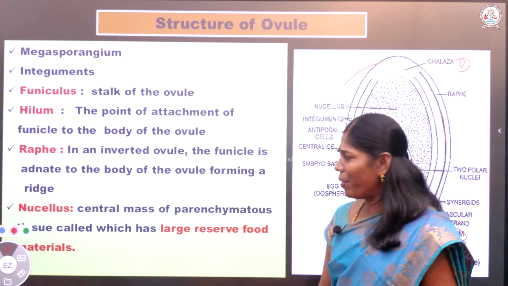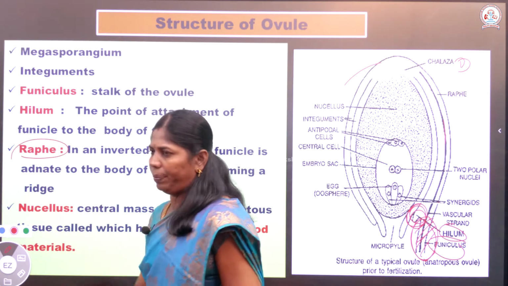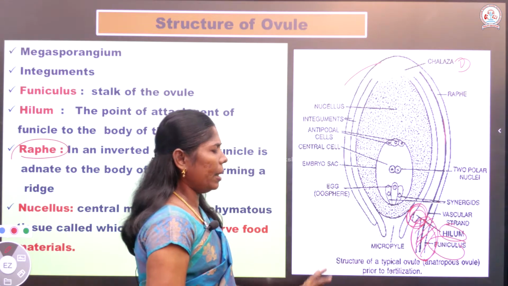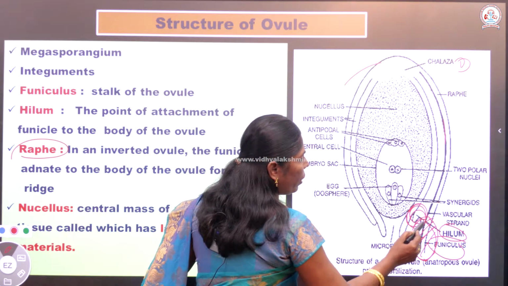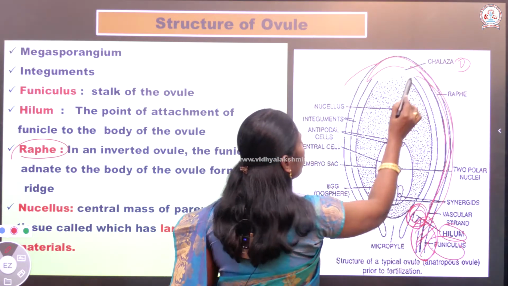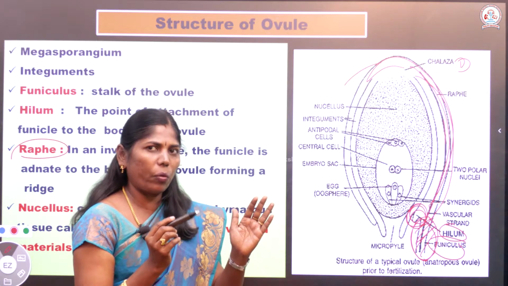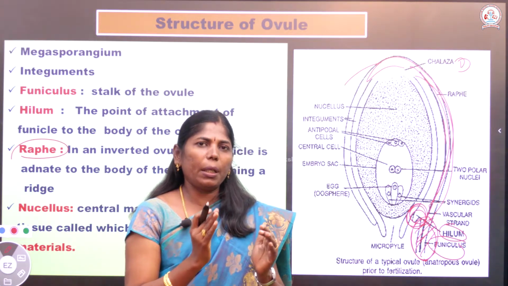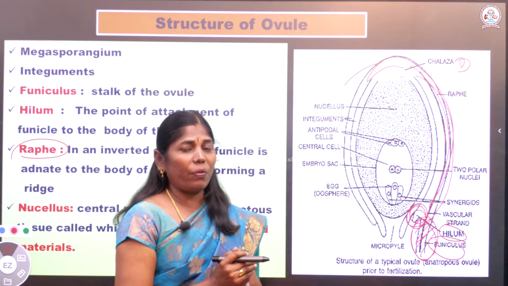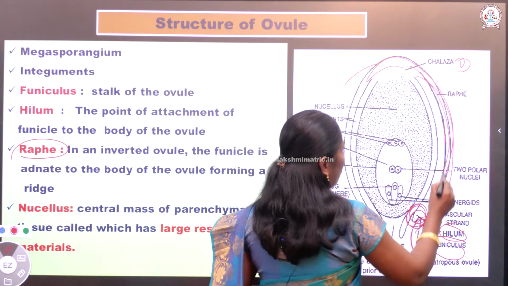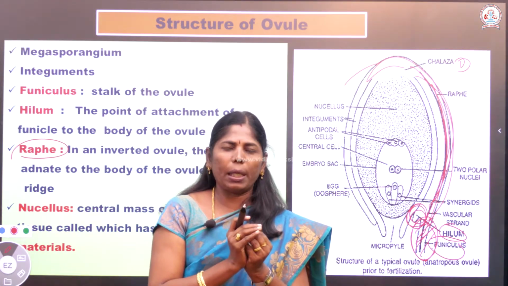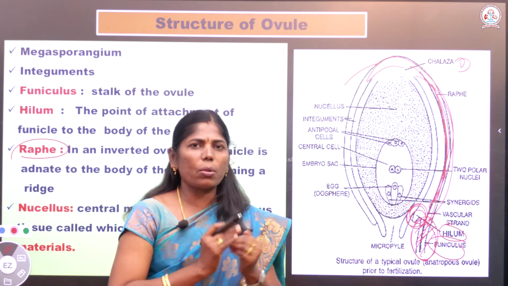The next very important part is the raphe. What is the raphe? In the inverted ovule, the stalk of the ovule is adnate to the body of the ovule. Adnate means attached to the body of the ovule; the stalk stays stuck to it. That condition is called the raphe. We can see a small ridge-like structure here, the mark where it was attached, like a scar. That is known as the raphe.